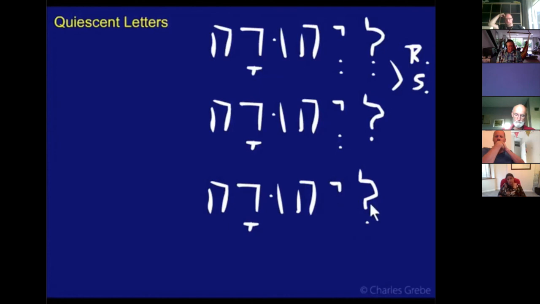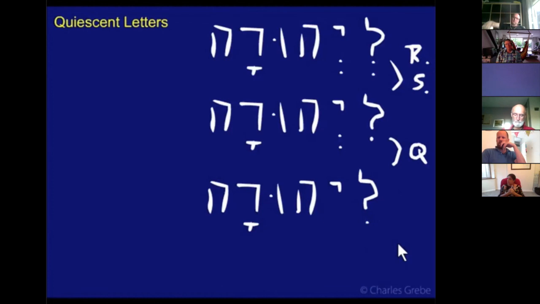And now we have Lihuda. So this is quiescence. And we don't have any compensatory lengthening as we did with the Aleph. So now we have Hidik Yud. Before we just had Hidik. And the Yud now is part of the vowel, Hidik Yud, as opposed to functioning as a consonant, which it was with the word by itself, Yehuda. So there's an example of quiescence with the letter Yud.